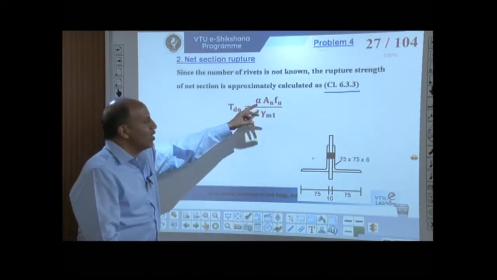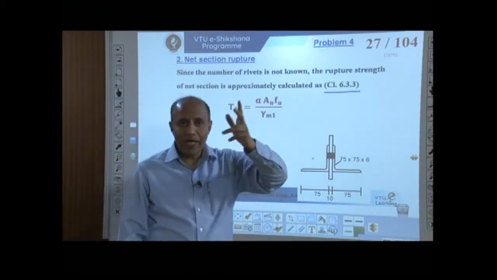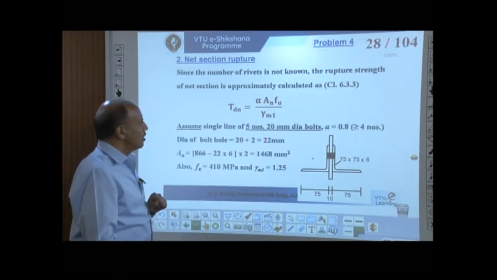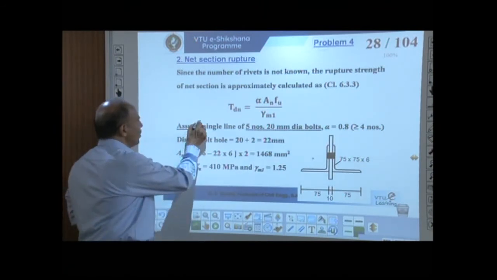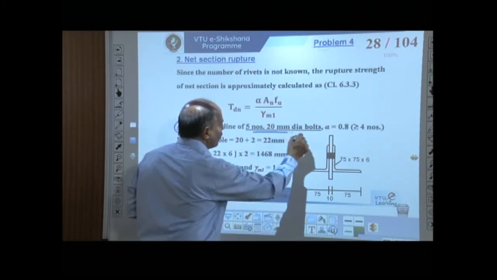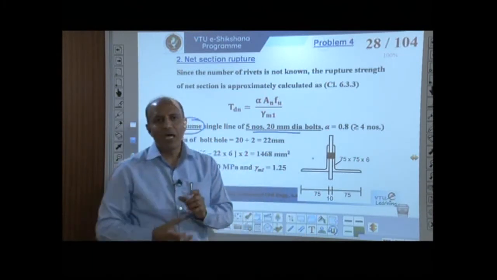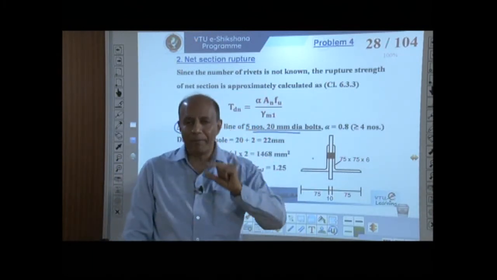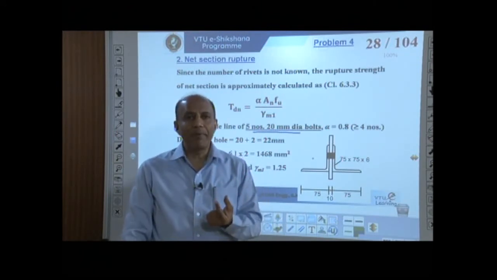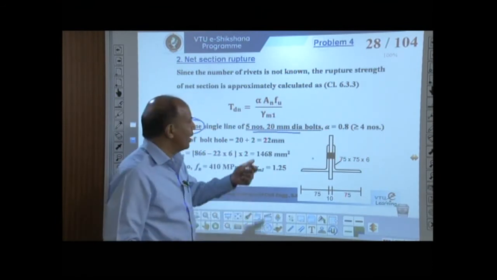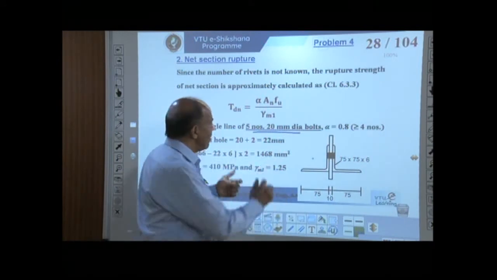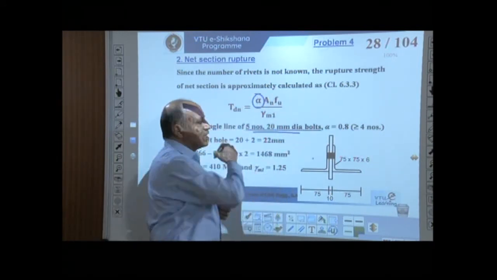Now let us understand what is said about alpha. It is a fraction that depends on the number of bolt holes. In this particular case, we assume there would be 5 bolts of 20 mm diameter. The first thing is, I am assuming the bolt diameter will be 20 mm. So 20 mm diameter bolts is what we are talking about. Based on that, the value of alpha gets fixed.